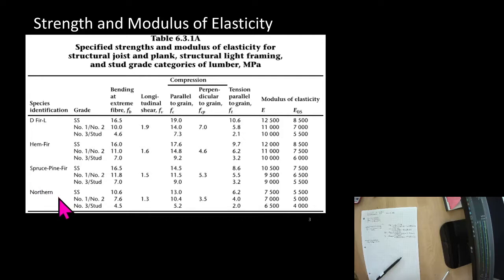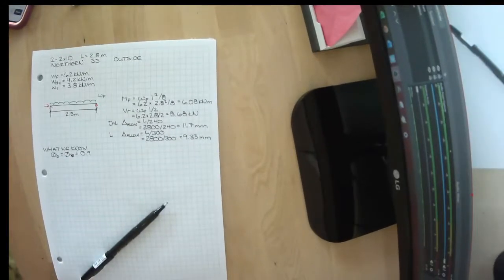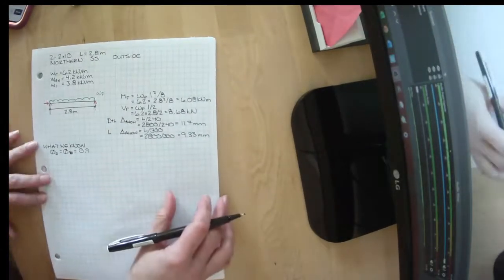We have northern, select structural, and we want FB, FV, and E. So we have a bending strength at the extreme fiber of 10.6, shear capacity of 1.3 MPa, and a modulus of elasticity of 7,500 MPa. So we can start writing all of that information down for ourselves.